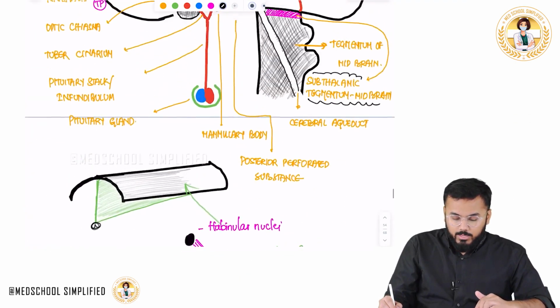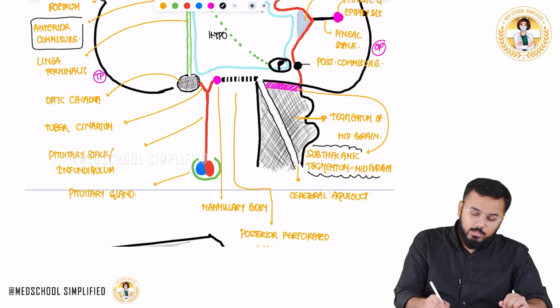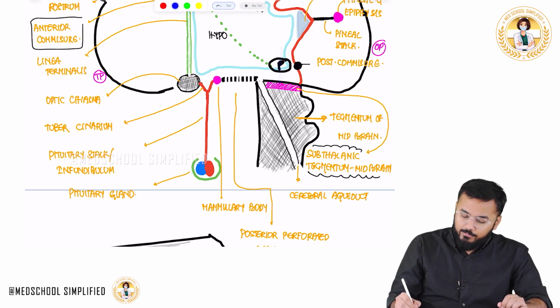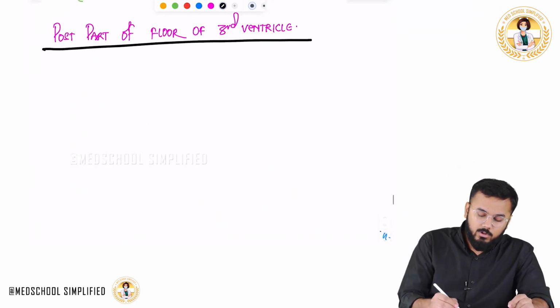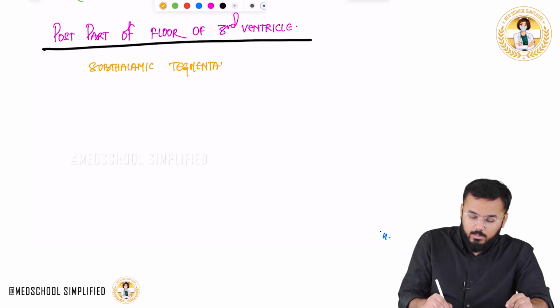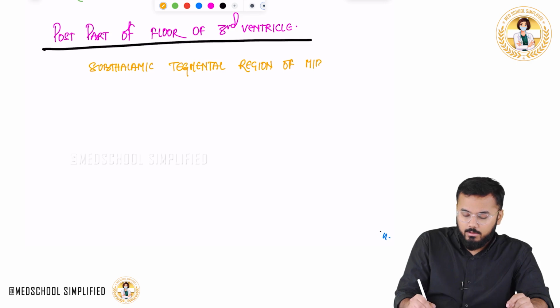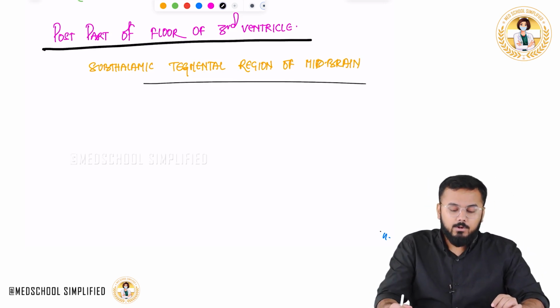Now you tell me, looking at this picture, which is the posterior part? See, this part over here is called the posterior part. So if you look exactly down here, what do we have? We have this subthalamic tegmentum of the midbrain. So the posterior part of the floor of the third ventricle has only one structure, and that is called your subthalamic tegmental region of your midbrain. Subthalamic tegmental region of your midbrain. So this is the structure we have in the posterior part of the floor of the third ventricle.